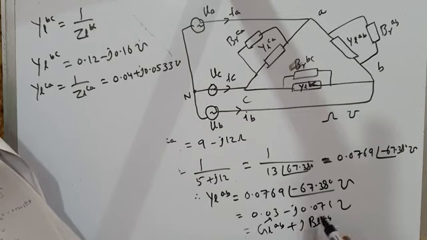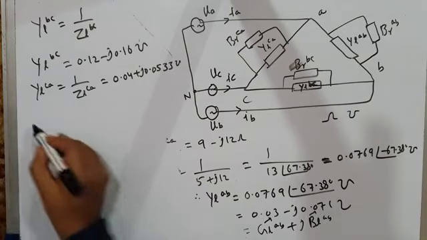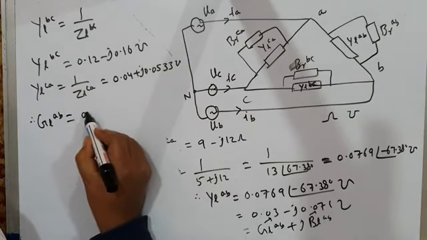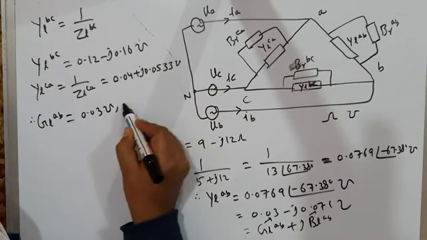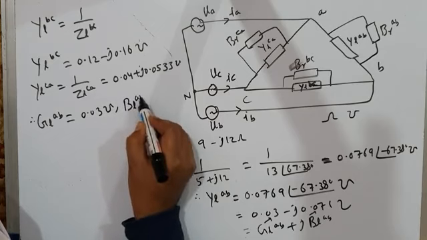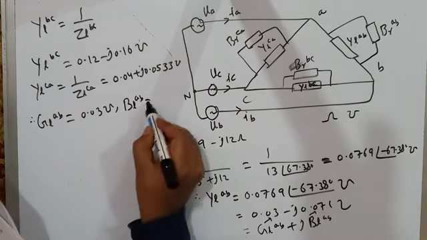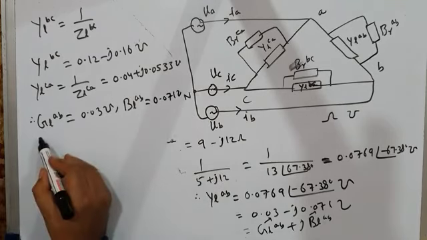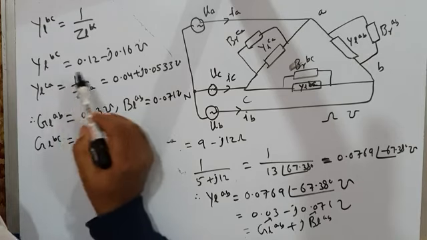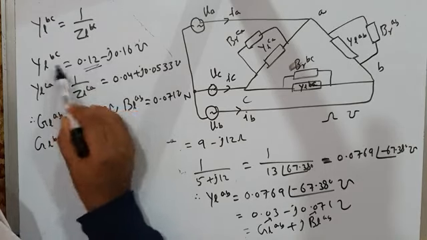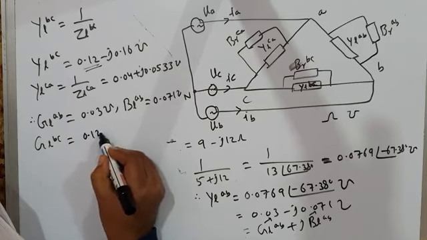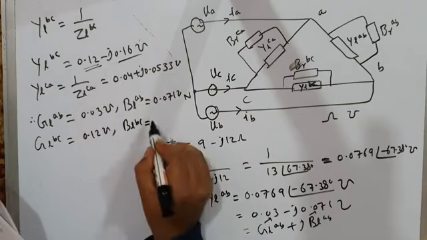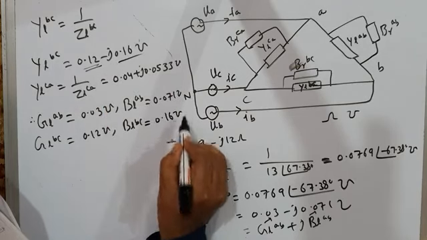So this is the conductance part and this is the susceptance part. Therefore, what is GLAB? GLAB is 0.03 mho. And what is BLAB? BLAB is this imaginary part, 0.071 mho. Similarly, GLBC is this real part of YLBC, that is 0.12 mho, and BLBC is its imaginary part, that is 0.16 mho.